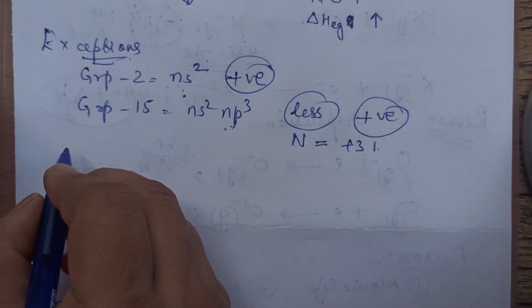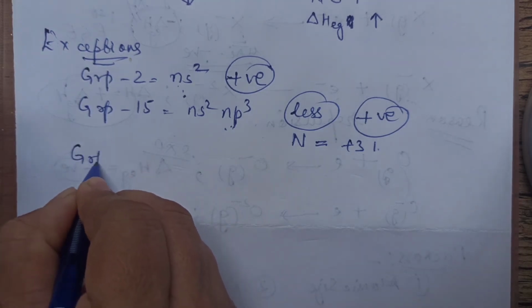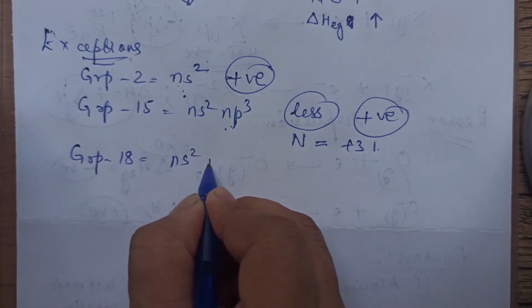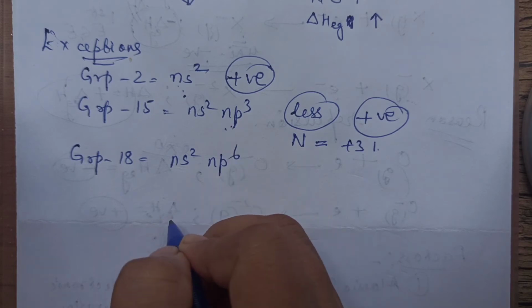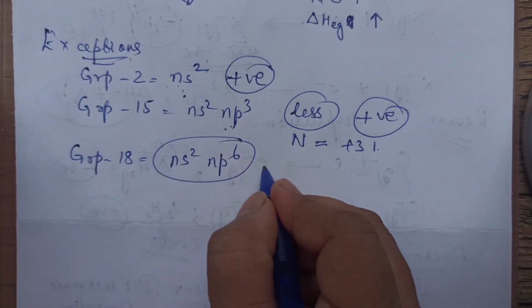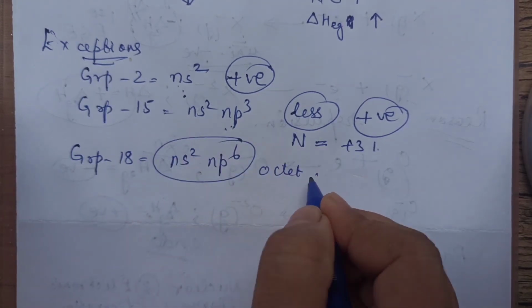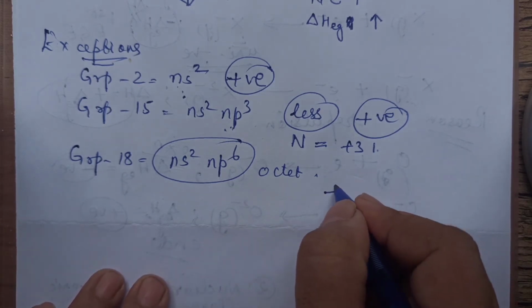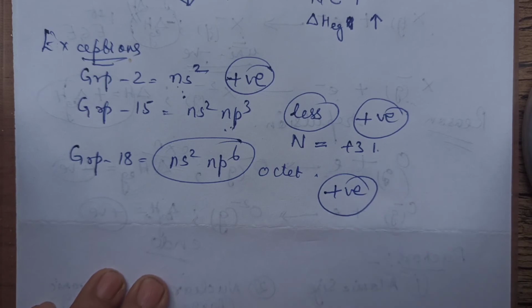Let us also talk about group 18. Children, group 18 configuration is ns2 np6. ns2 np6 means octet configuration, a stable configuration. If it is octet configuration, then it is positive. You will find all noble gases have positive electron gain enthalpy.